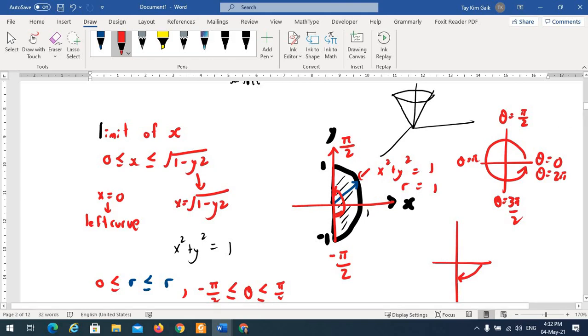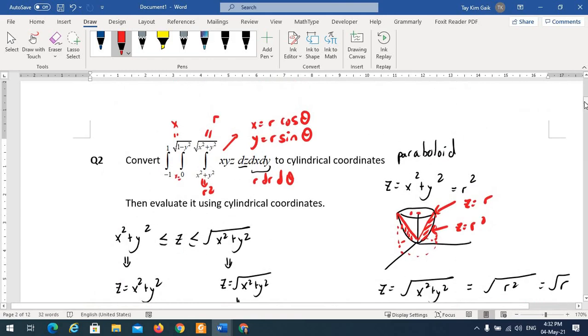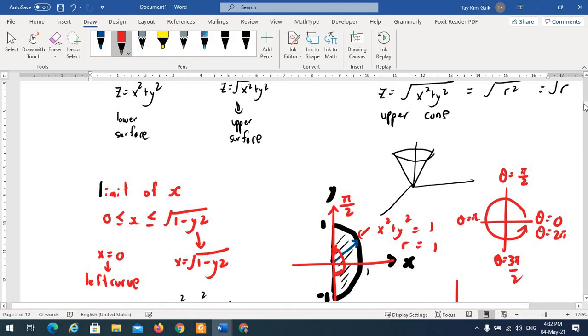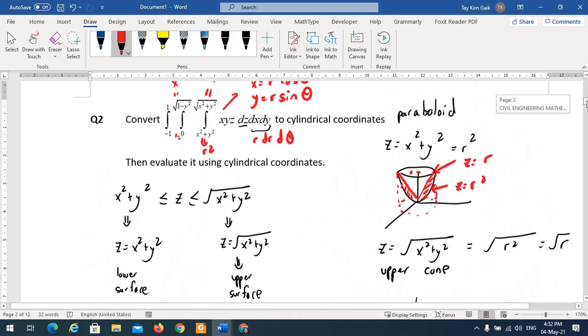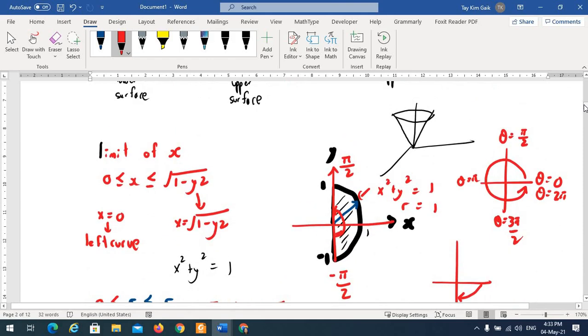And for the limit of y, dy goes from y equals negative 1 until positive 1. So it's confirmed you have these two, quadrant 4 and quadrant 1. If the equation changes a little bit, and the limit of y is changed to 0, then you only involve the upper part here.